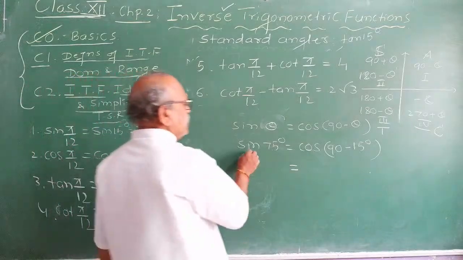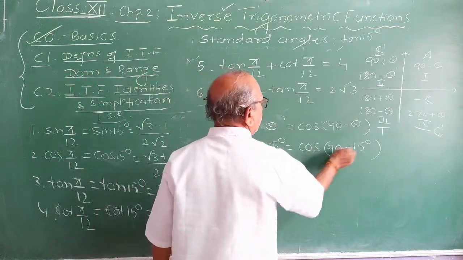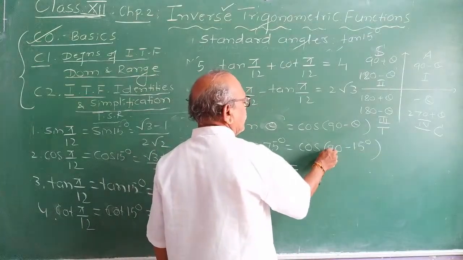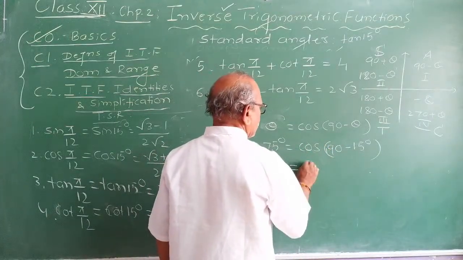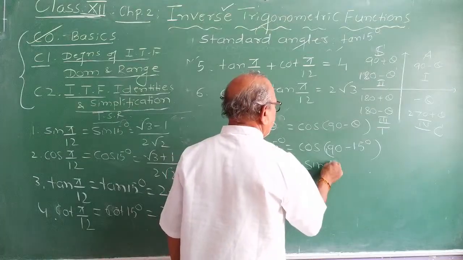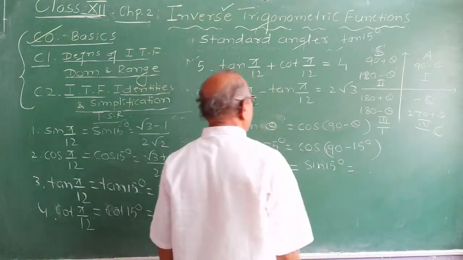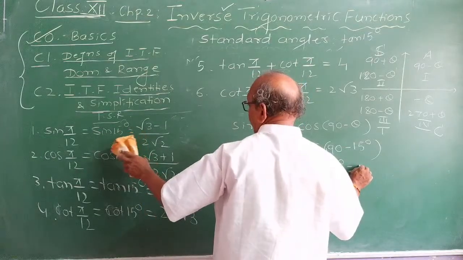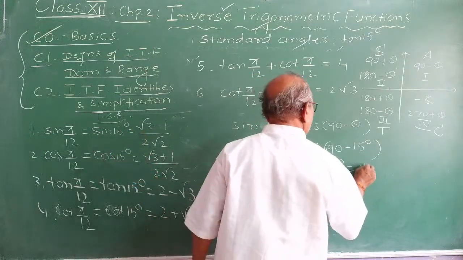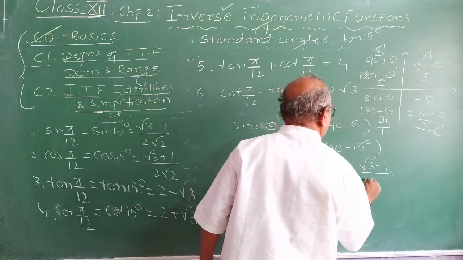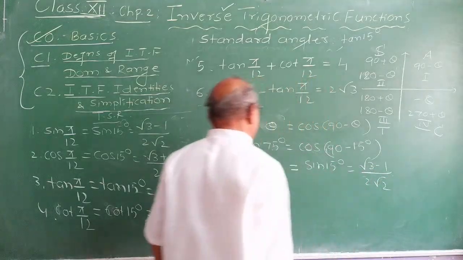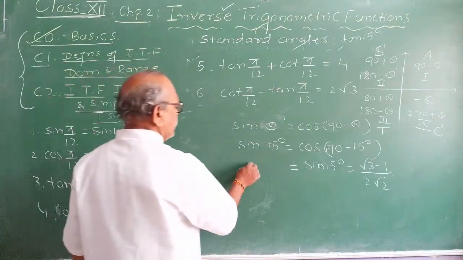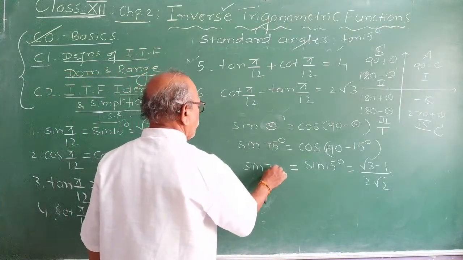Clear? Sine 75 degree is equal to cos 90 minus theta. Whenever there is an odd multiple of 90 degree, cos becomes what? Sine. You will get sine 15 degree only. So therefore you get sine 75 is equal to sine 15 degree. What is sine 15 degree? Root 3 minus 1 upon 2 root 2. Thus you got another result, sine 75 degree.